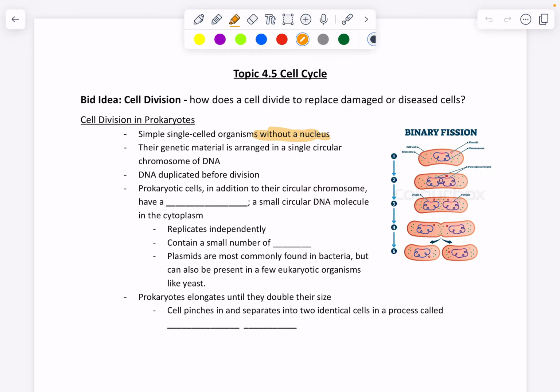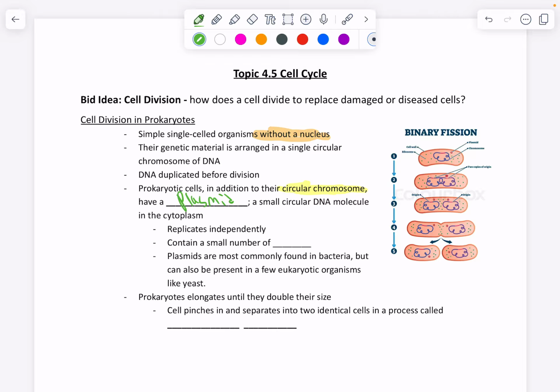And then prokaryotic cells, in addition to their circular chromosomes, also have what we call a plasmid. A plasmid is a small circular DNA molecule in the cytoplasm. Now, this plasmid behaves or replicates independently of the circular chromosomes. You should know, too, that prokaryotes have circular chromosomes. So if you see that, that's a sign that we're talking about prokaryotes as opposed to eukaryotes.